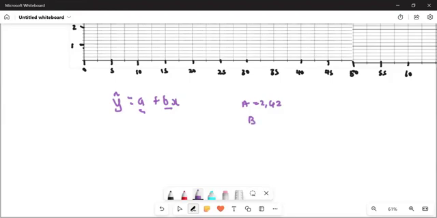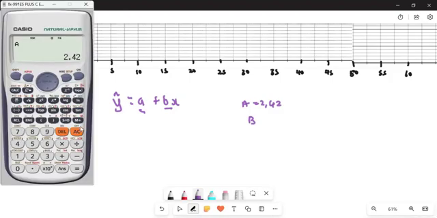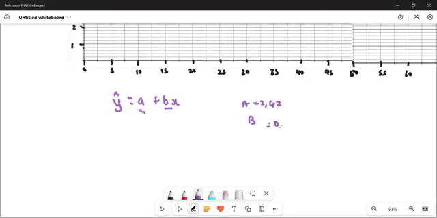Next to check B. How do you check B? You go again, AC, and then you say shift 1. And then you press number 5 again, and then you press B, equals to. It says our B is going to be 0,07. Therefore, y is going to be equal to 2,42 plus 0,07x. So this is our equation again.